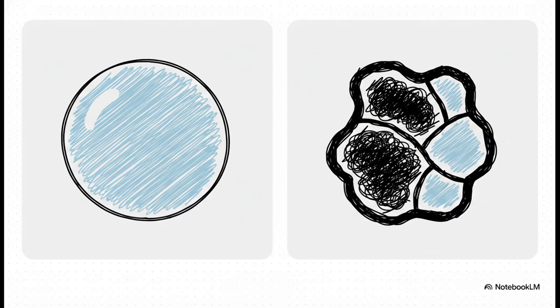But compare that to the other category, complex cysts. These are the ominous ones. They have major structural changes. We're talking thick walls, septations, which are basically little dividing walls inside the cyst, calcifications, and a really heterogeneous or mixed appearance. Whenever you see a complex cyst, your clinical radar should definitely start beeping.